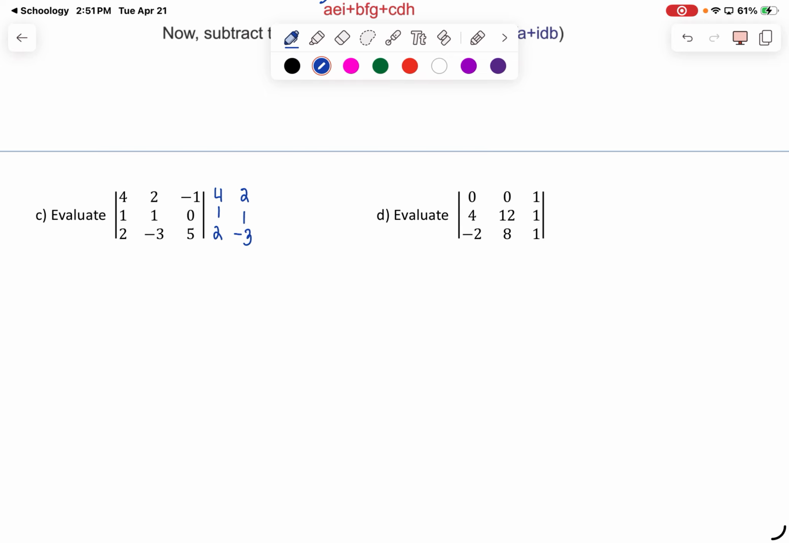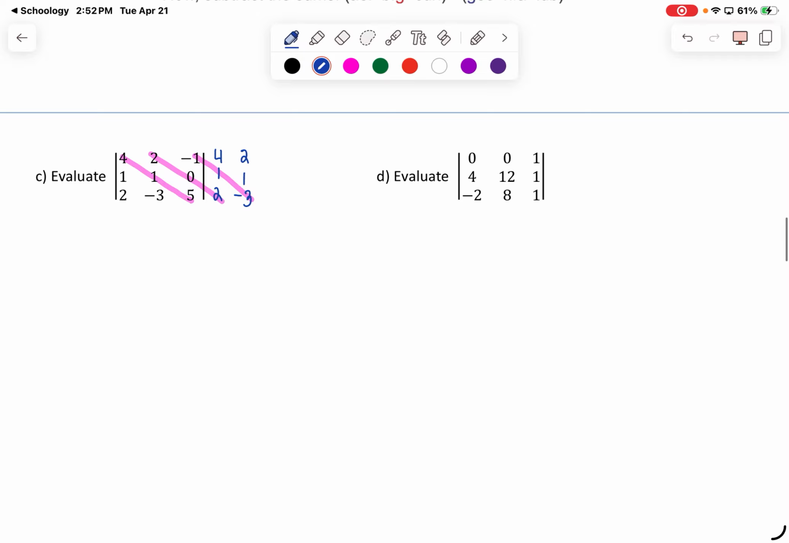And then you are going to multiply, starting with 1, 1 here, and you're gonna go on a diagonal. So you're gonna multiply these 3, and these 3. So you want to make sure your handwriting is not too sloppy too. All right. So 4 times 1 times 5 is 20, and you're going to add to that 2 times 0 times 2, which is 0, and you're going to add to that -1 times 1 times -3, which is 3.